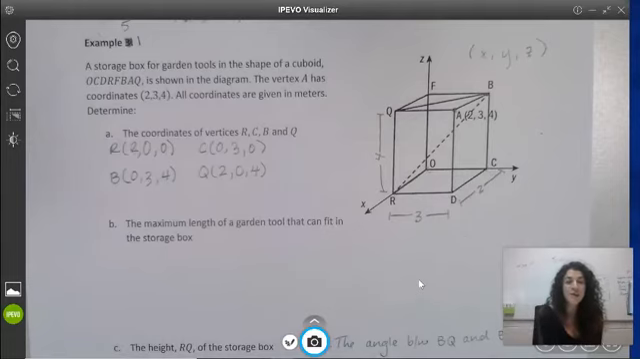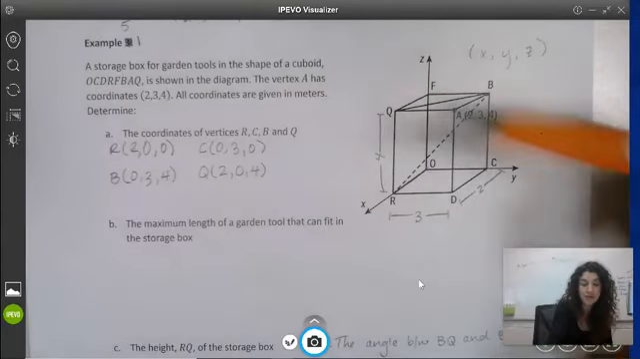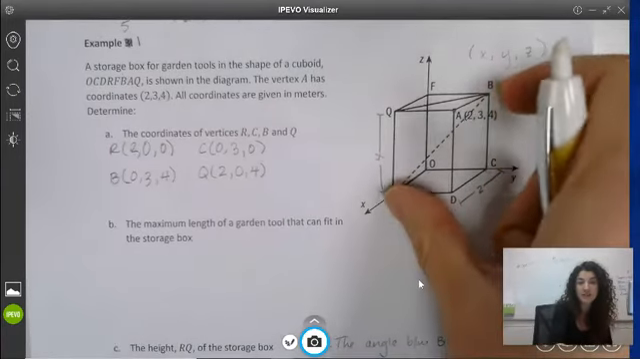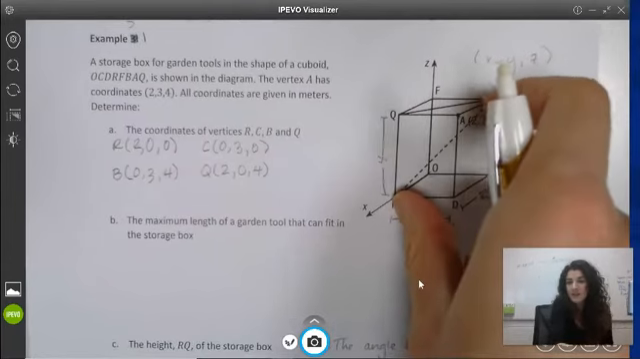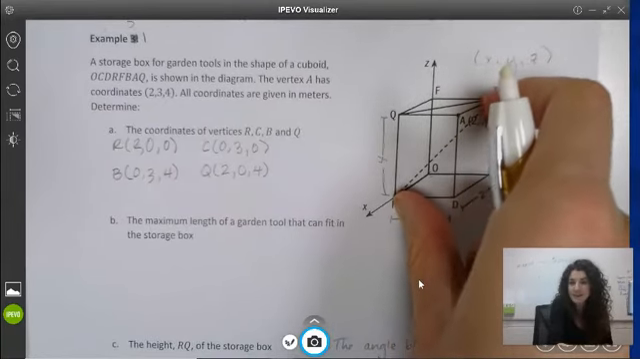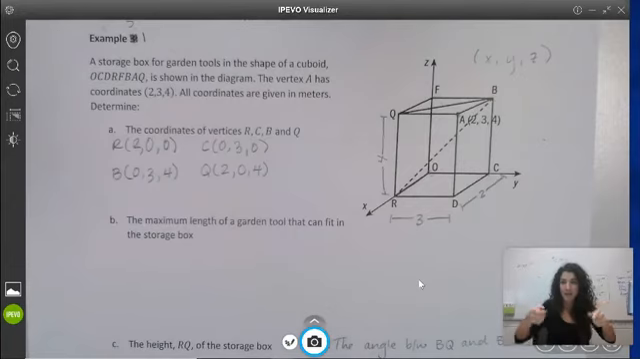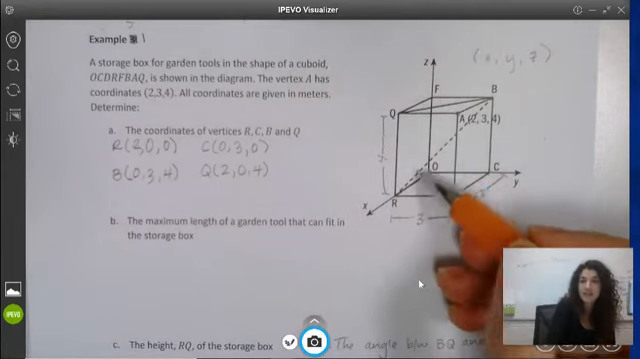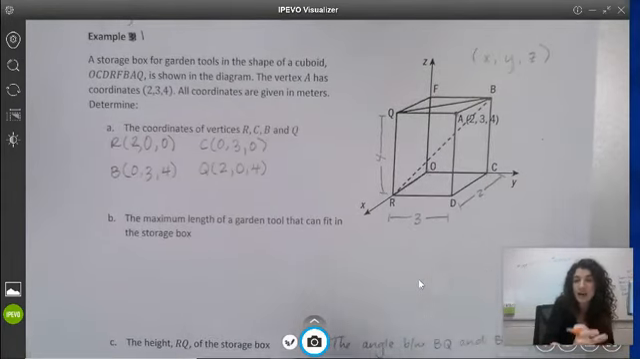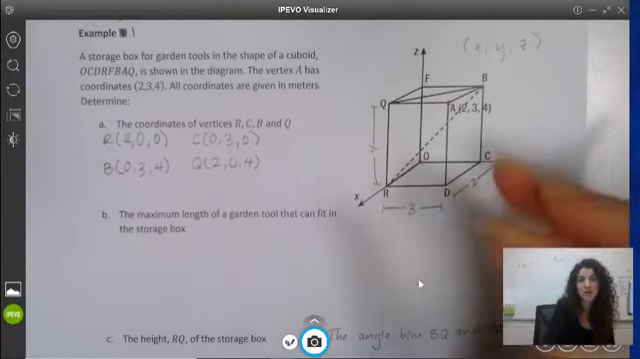All right. We want to find the maximum length of a garden tool that can fit in this storage box. The maximum length that we're going to be able to fit in this storage box is going to be the diagonal here, which hopefully makes sense. If you're trying to fit something in a box and it doesn't fit one way and it doesn't fit the other way, you tend to try the diagonal to see if it'll work that way. So this is the longest distance that you can put in a solid way in a box shape.